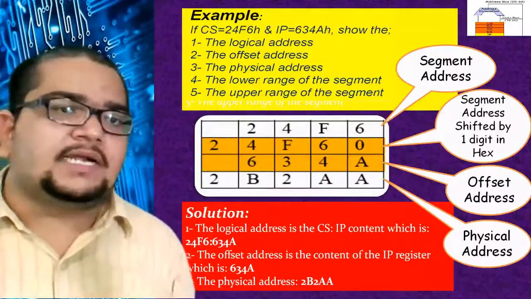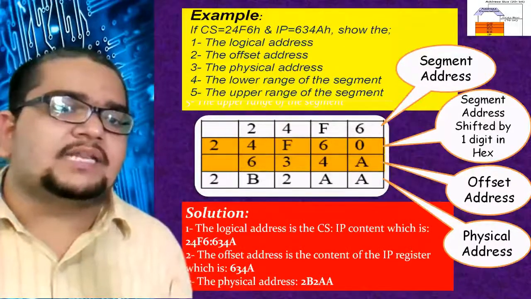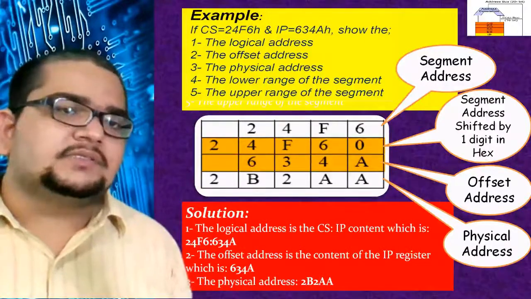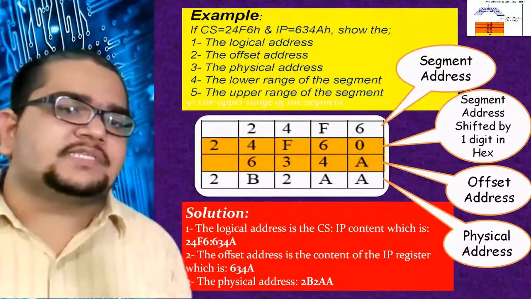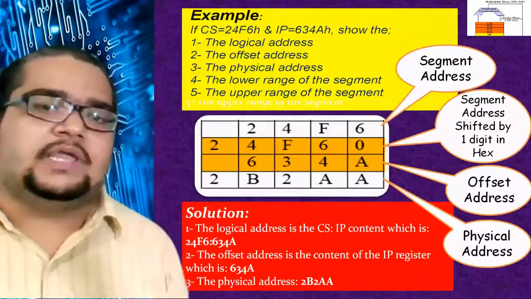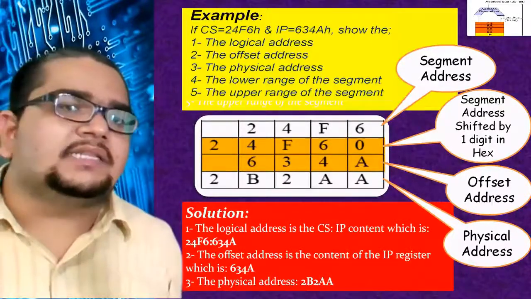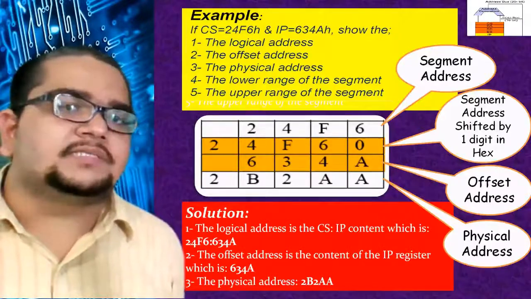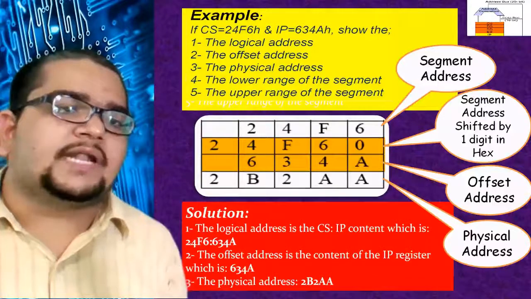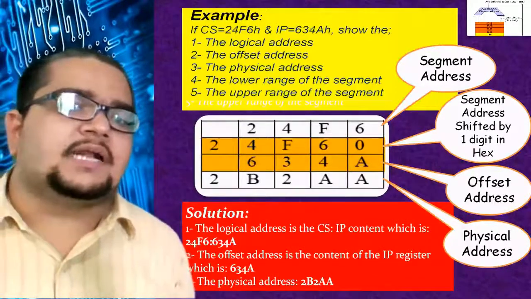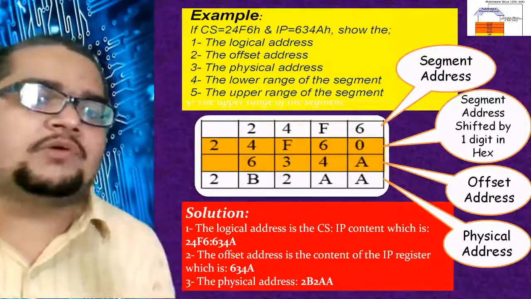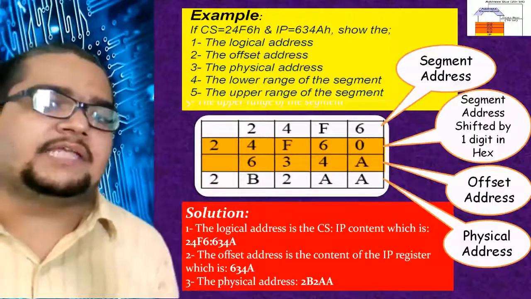One more term is logical address, very interesting to see here. What exactly is a logical address? A logical address is written as segment address colon offset address. So here the segment address is 24F6 and the offset address is 634A. So that's the logical address. The second thing it is asking is what the offset address is. The offset address is the content in the IP register. Third, it is asking for the physical address. We know how to calculate it, and we got 2B2AA as the physical address.